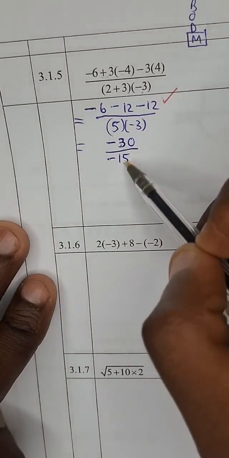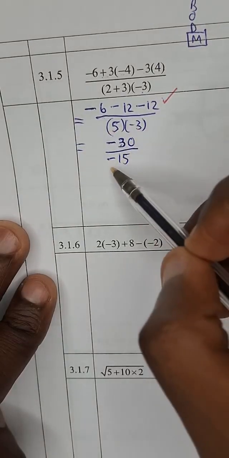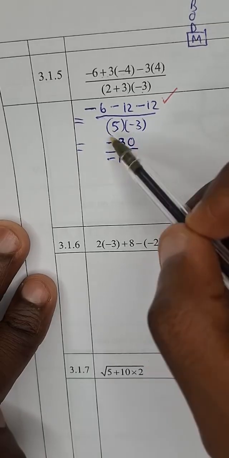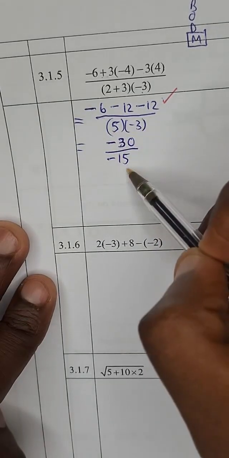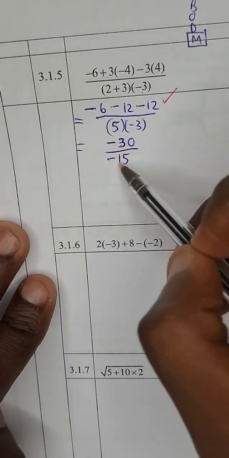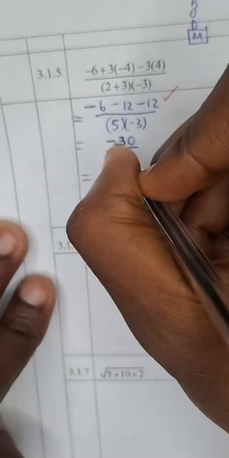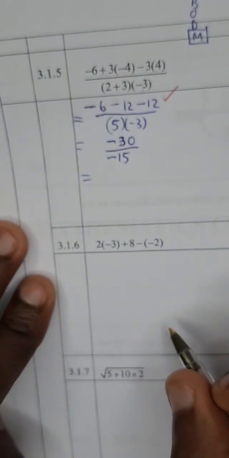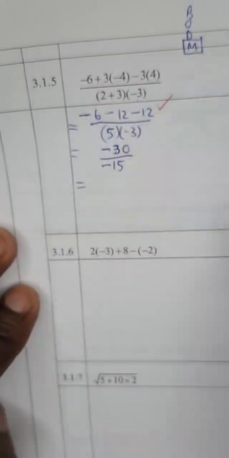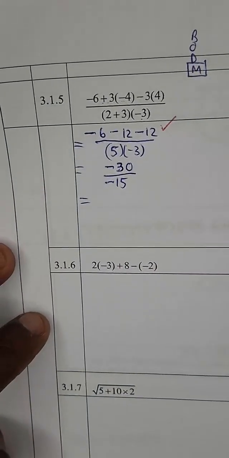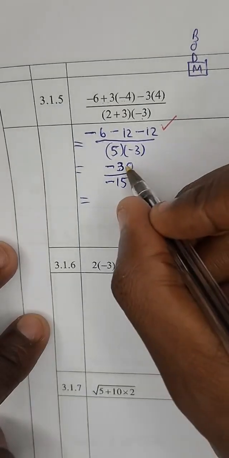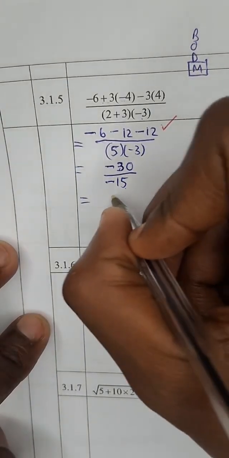Yes, negative 15, guys. A positive times a negative is a negative. Let's start there. Then 5 times 3 is 15. So you see now you have negative 30 divided by negative 15. What's a negative divided by negative? It's positive. What's 30 divided by 15? It's 2.